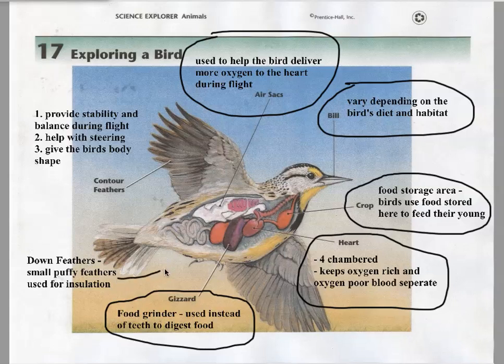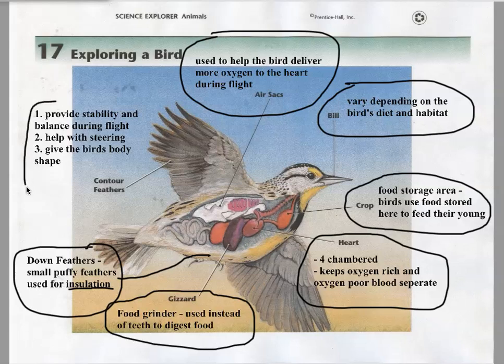Down feathers. Down feathers are these feathers on the belly, breast, side of the bird, and they are small puffy feathers, sometimes found in down jackets that we would use, and they're used for insulation. Help keep the bird warm. You'll see sometimes on very cold days the birds actually puffing themselves up. And that's just expanding their down feathers to help them stay as warm as possible.